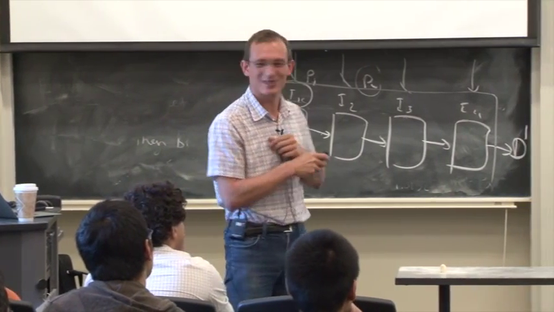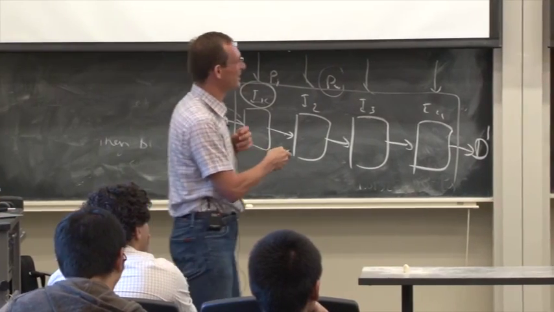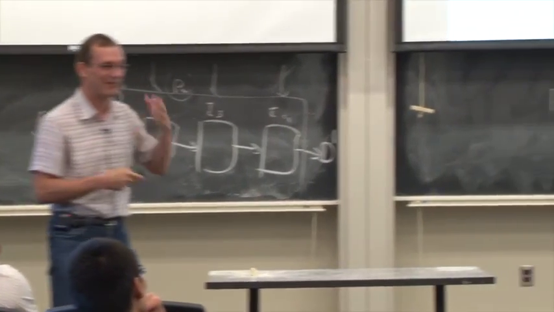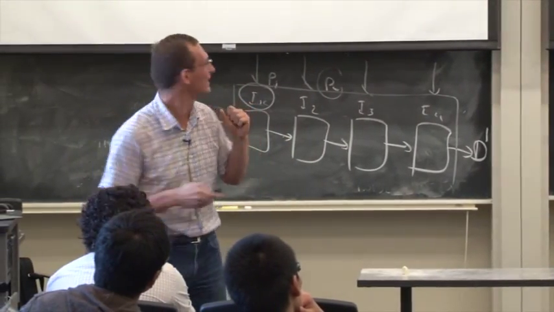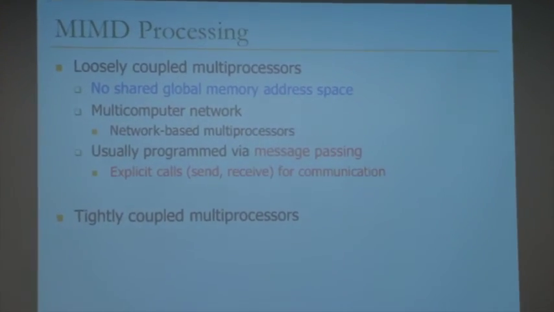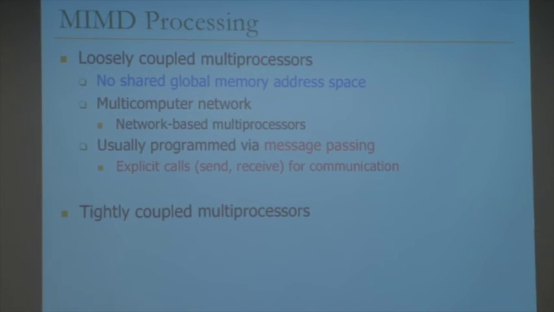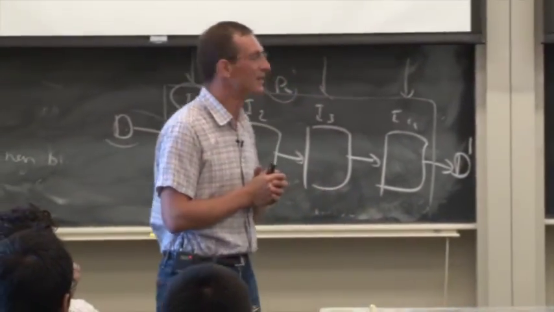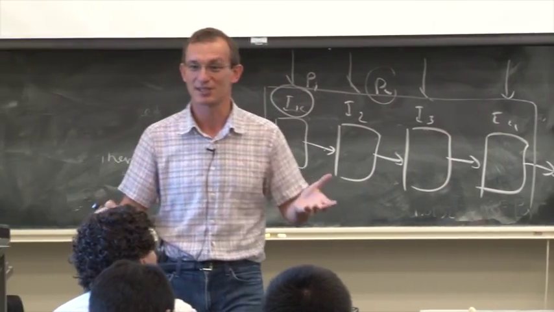In which one do the processors share memory? Tightly coupled, exactly. So tightly coupled multiprocessors have shared memory, a shared global address space, if you will. Whereas loosely coupled multiprocessors do not share memory. There's no shared global memory address space. And this is everywhere, the multi-computer network, network-based multiprocessors. They're essentially loosely coupled multiprocessors. And usually these systems are programmed via message passing. It's essentially a distributed system.